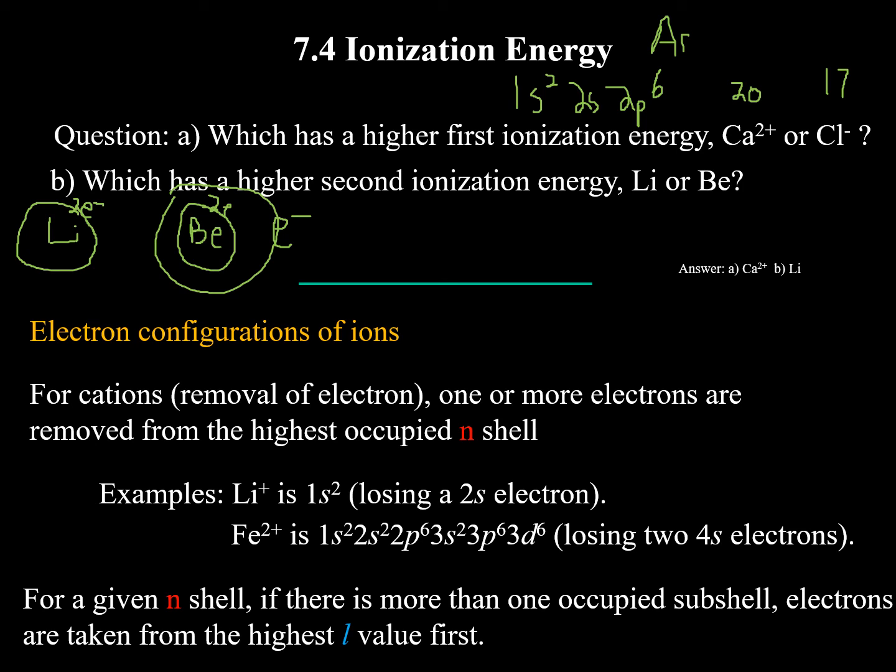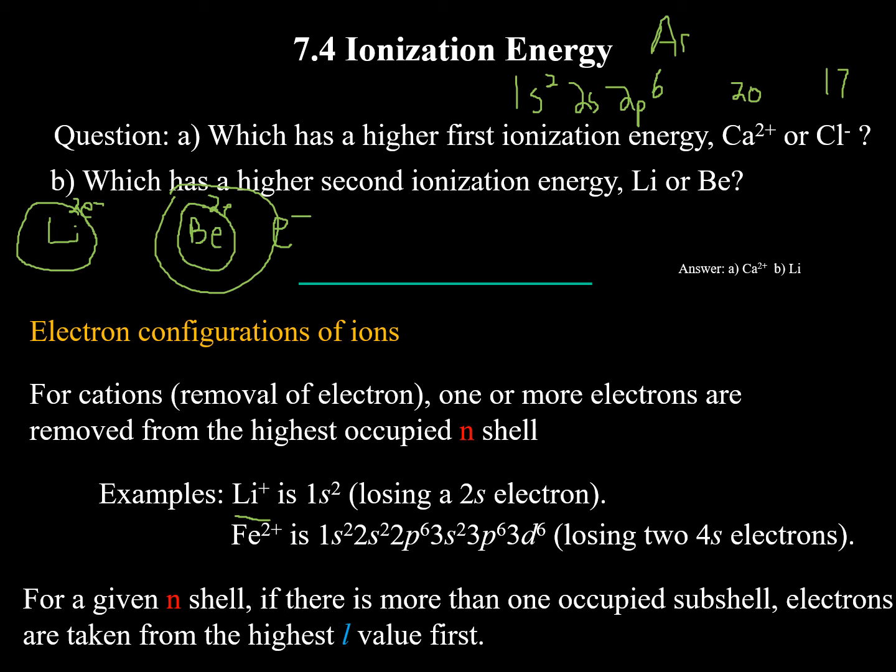So for electron configuration of ions, this is a different topic. Normally, without ions, we have the 1s2, 2s2, 2p6. But if we, for instance, have lithium plus, which means we've lost one electron, we would say 1s2. Normally it would be 1s2, 2s1. However, we've lost an electron and we lose it from the outer shell, the 2s, so the electron configuration of lithium plus is 1s2.